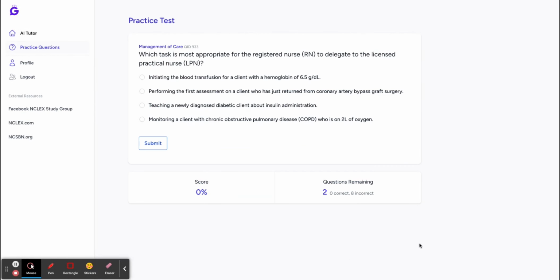Which task is most appropriate for the registered nurse to delegate to the licensed practical nurse? Is it A. Initiating the blood transfusion for a client with a hemoglobin of 6.5 grams per deciliter? B. Performing the first assessment on a client who has just returned from coronary artery bypass graft surgery? C. Teaching a newly diagnosed diabetic client about insulin administration? Or D. Monitoring a client with COPD, chronic obstructive pulmonary disease, who is on 2 liters of oxygen?